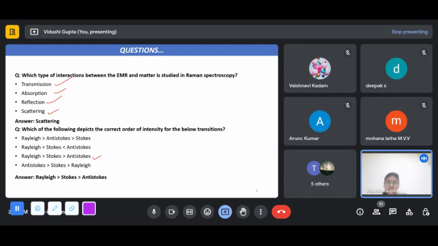You know that for Stokes, a molecule is excited to a higher vibrational state, then relaxes to a ground state of lower energy. For anti-Stokes, a molecule is excited to a virtual state, and when it relaxes back, it goes to a higher level than that of the incident. So that's anti-Stokes. Therefore, Stokes will have higher intensity than anti-Stokes, and Rayleigh will have the highest intensity out of these three.